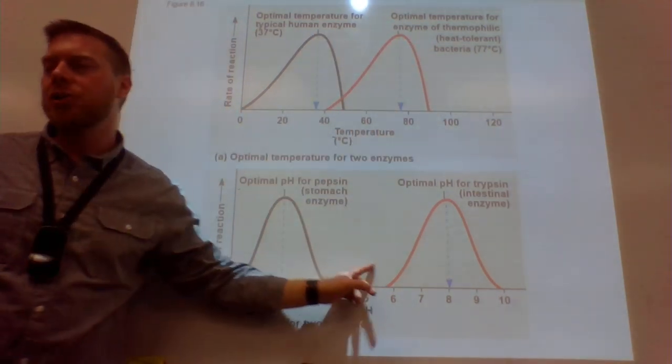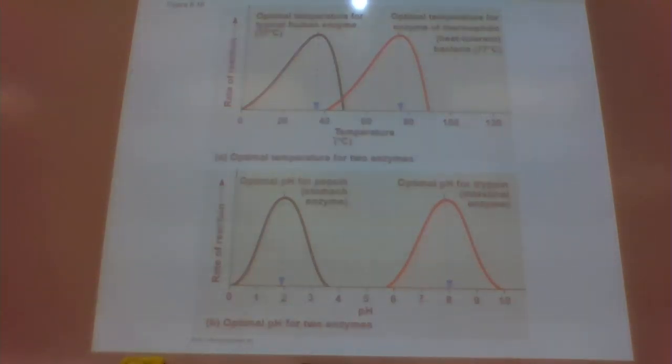Same thing for pH. I love this example right here because it's both found within the human body. We have an enzyme within our stomach. It's an enzyme called pepsin. And pepsin is an enzyme responsible for breaking down proteins. It works at a pH of 2.